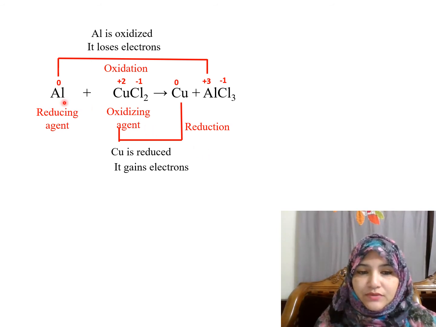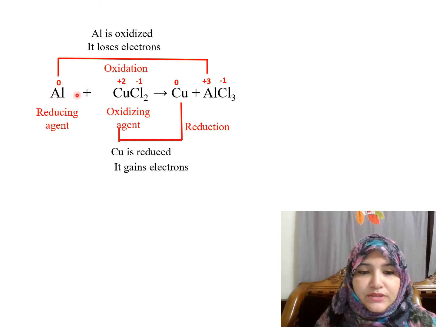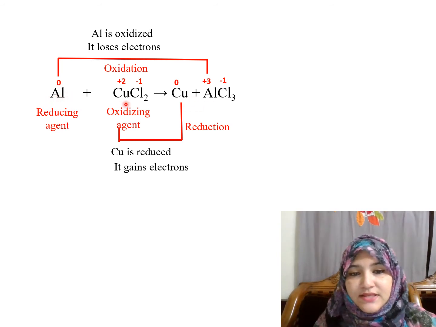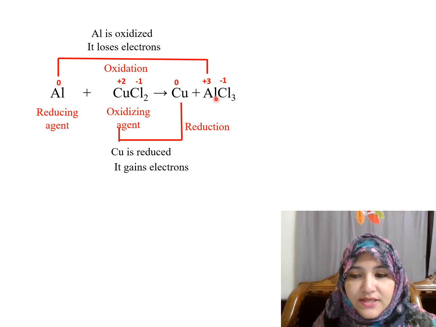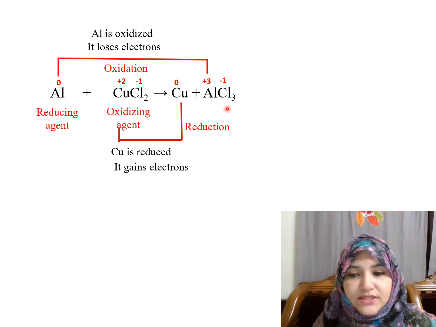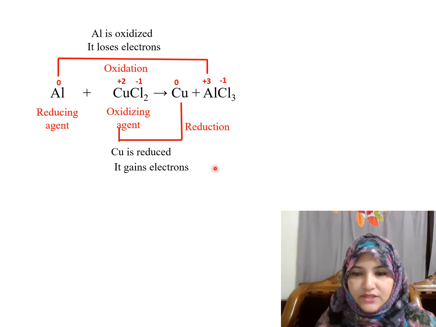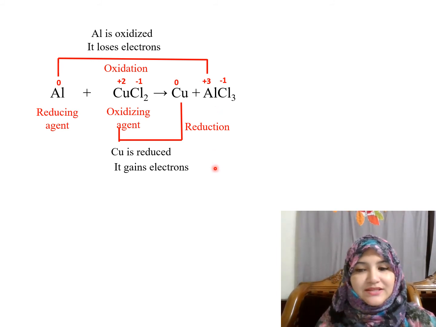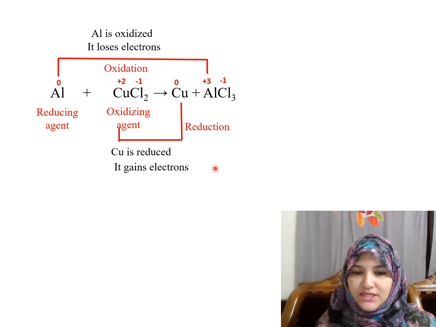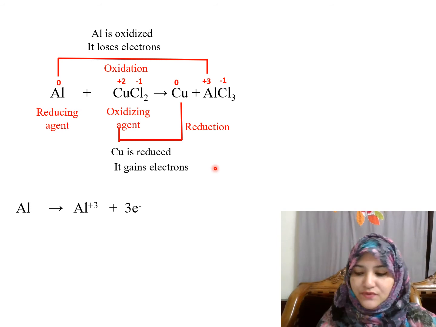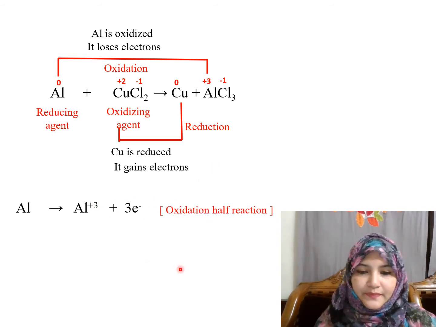Now here you can see aluminium is a pure element on the reactant side, and this aluminium is on the product side being part of a compound, which is aluminium chloride. So it is a redox reaction. It's an easy trick, a quick way to identify redox and non-redox reactions, and these are the half reactions for this reaction.